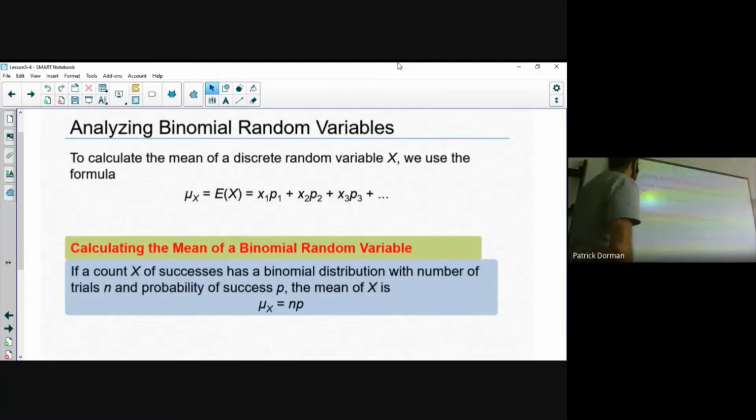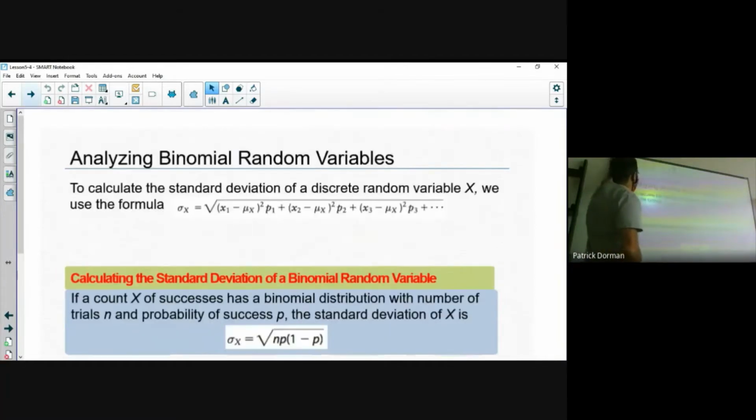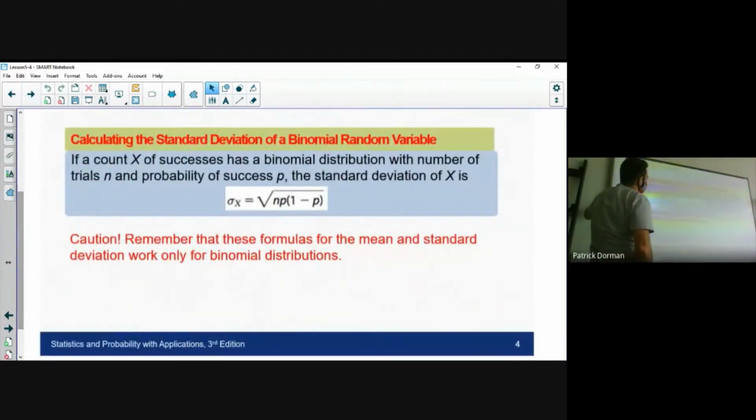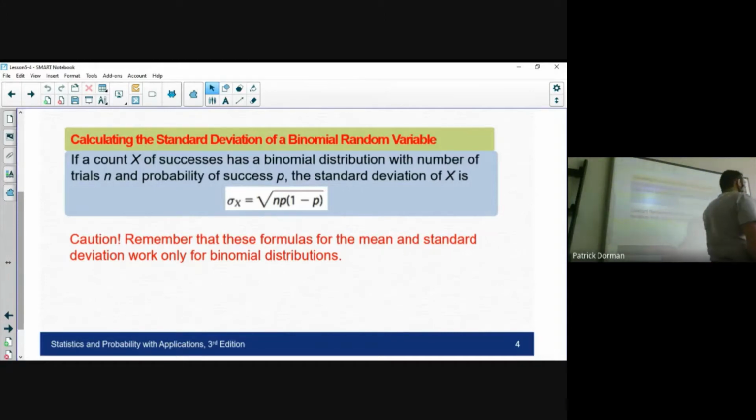All right, so that's the formula for that. Also, we're going to calculate the standard deviation. It's going to be the square root of n times p, my number of trials times my probability of success for each trial, times 1 minus p. We'll apply this formula quite shortly here. Just another short formula we need. And as the book is saying, that is only going to work for a binomial situation.